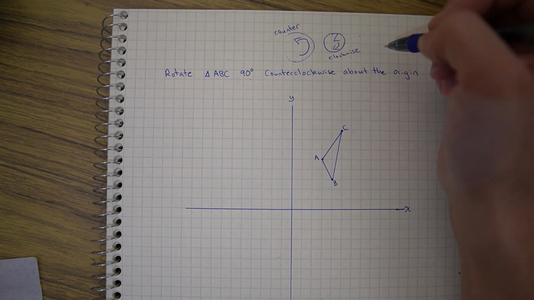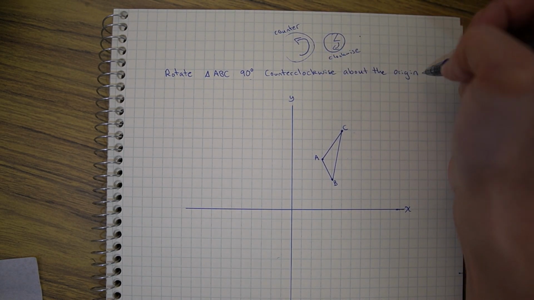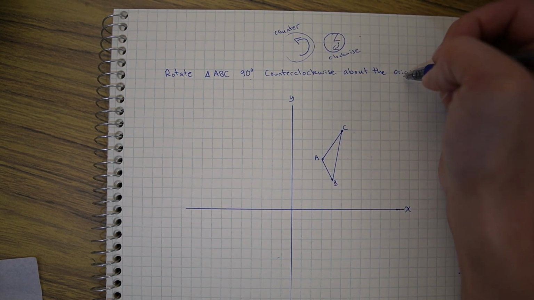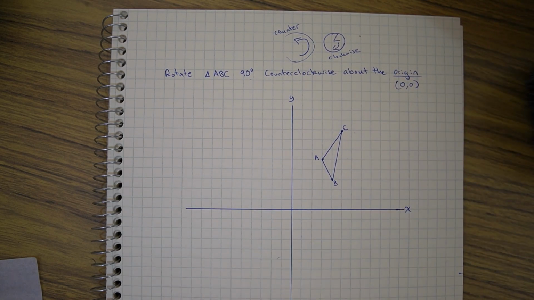So we're going in this direction in this problem. All right, so that way. And then it's about the origin. Hey, it could give you any point. If it says origin, remember that that means the point 0, 0 on the graph. So that's what we need to do.